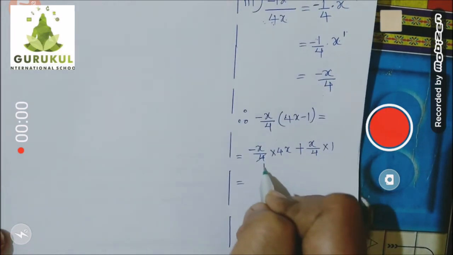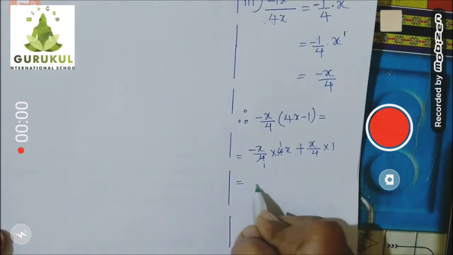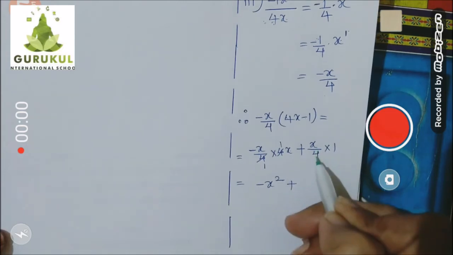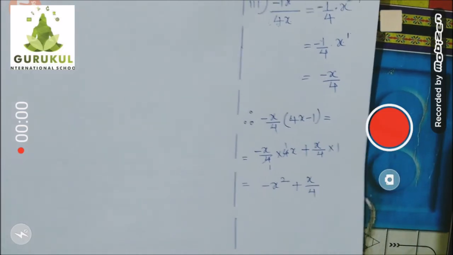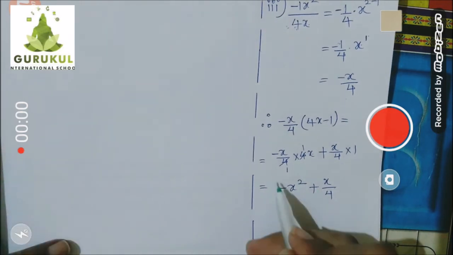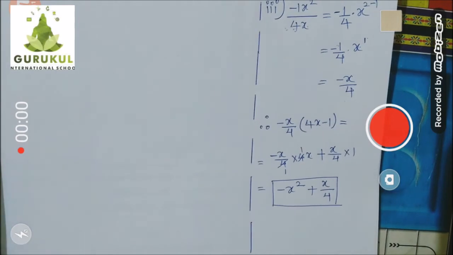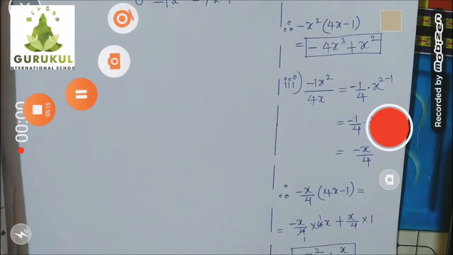now 4 ones are 4, 4 ones are 4. So what is left? Minus x into x, minus x square. Okay, plus x upon 4 ones are x upon 4. So this product I will write down below the like terms. Okay, children, we will continue in the next video. Thank you.